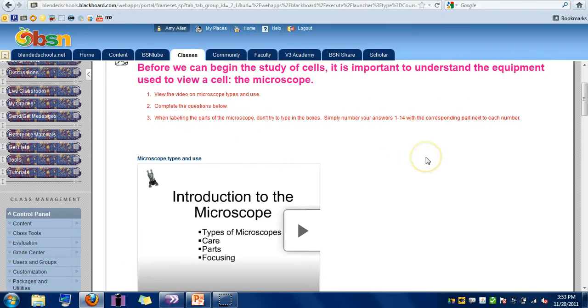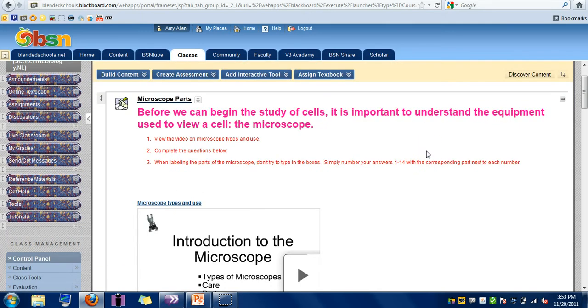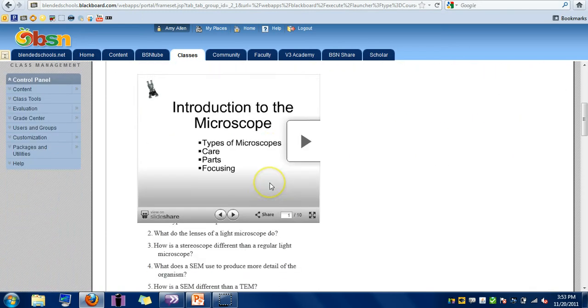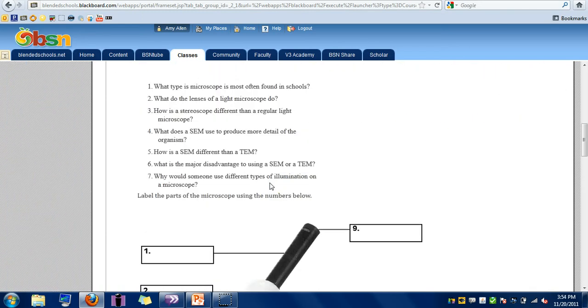So this first assignment is called Microscope Parts. And it says before we can begin the study of cells, it's important to understand the equipment used to view a cell, which is a microscope. So in this assignment, you're asked to view this movie, which goes through the PowerPoint presentation, and then focus on these questions. Some of them are answered in the presentation, and some of them you have to use some common sense for. For example, number 1, what type of microscope is most often found in schools?